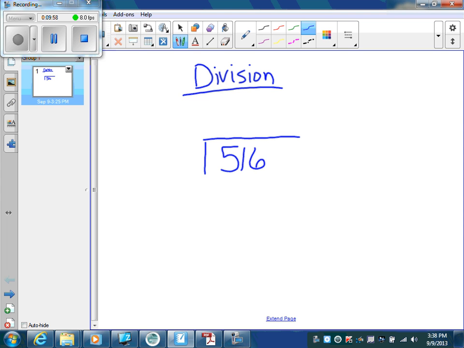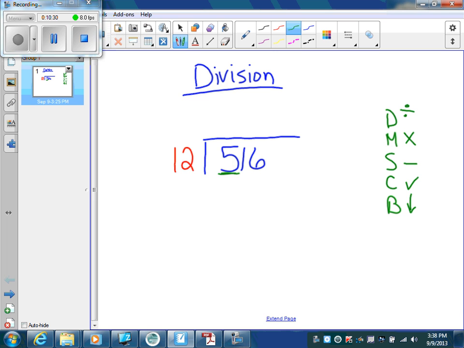We're dividing if we have a total. In this case, our total is 516. We are dividing it by 12, or we look at it like we're trying to break it up into 12 groups total. So we use the reminder of does McDonald's sell cheeseburgers? This stands for divide, multiply, subtract, check, and bring down. So the first thing we're going to look at is, can 12 go into 5? No, so we're just going to put a 0 as a placeholder. We can multiply, but we can also just move over to the next number of 1.